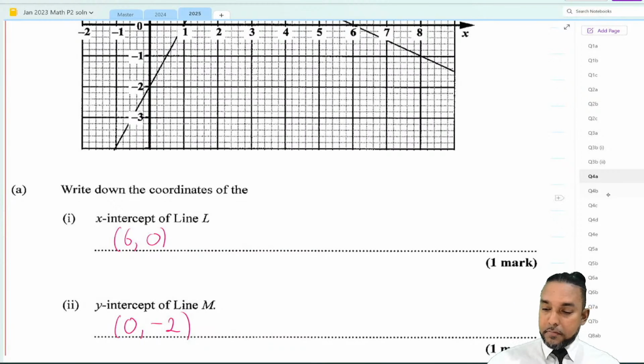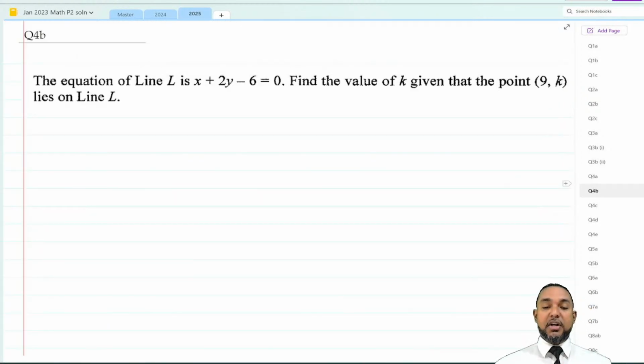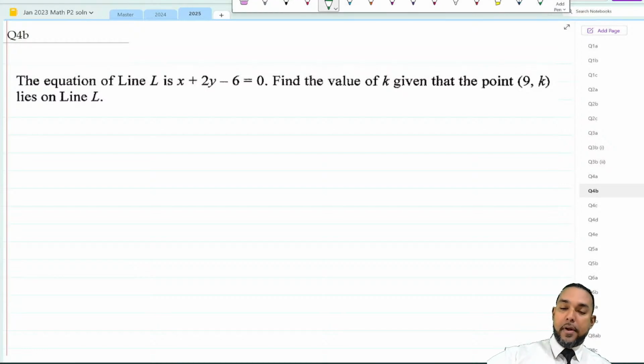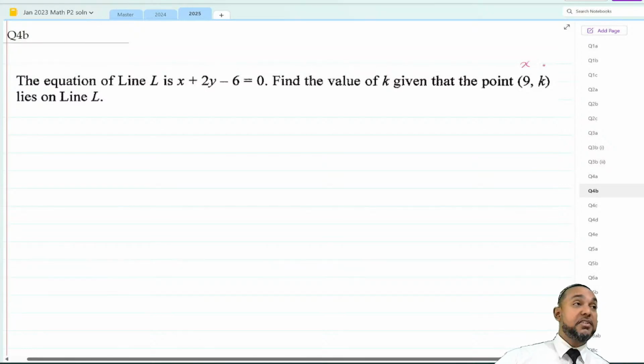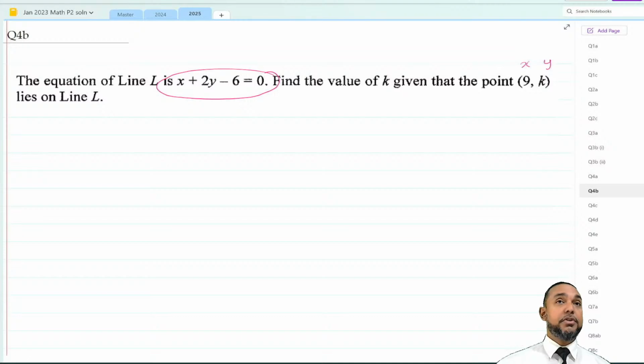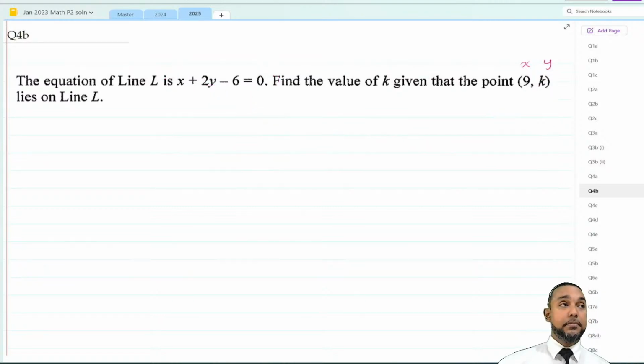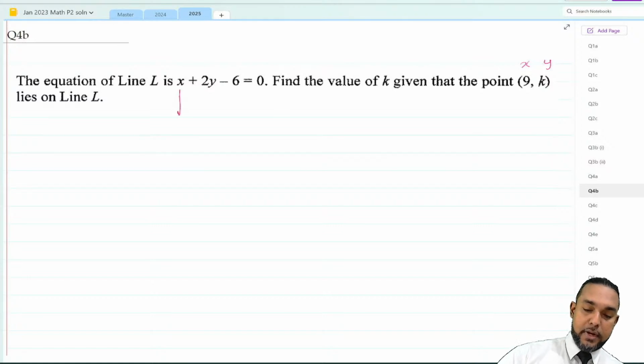Okay, all right, that's 4a. Let's check out 4b. The equation of line L is x plus 2y minus 6 equals 0. Find the value of k given that the point (9, k) lies on the line L. Okay, check it. 9 is the x coordinate, which makes k the y coordinate. Now, this is the equation of the line, which is the relationship between the x and y coordinates. So if we plug x equal to 9 and y equal to k inside of here, it'll look like this. So x is 9, y is k, and 2 by k is just 2k, right?